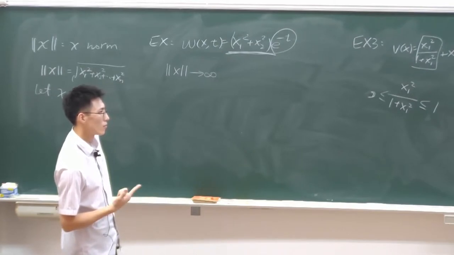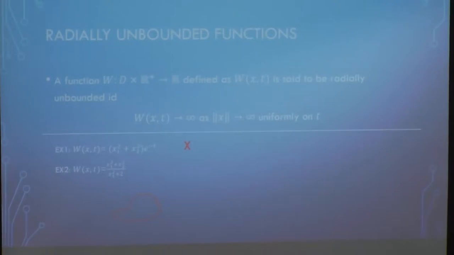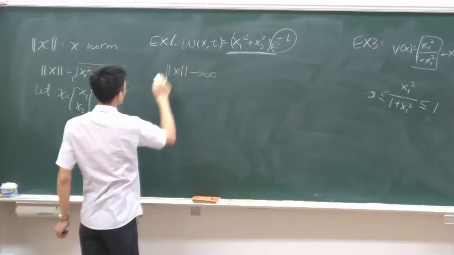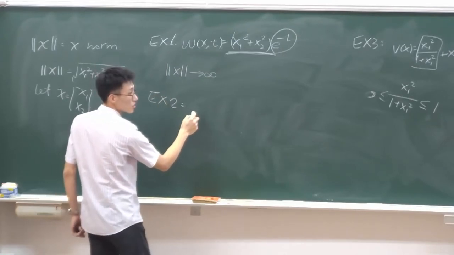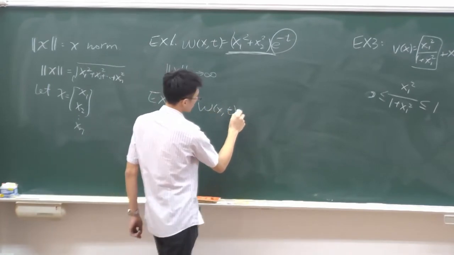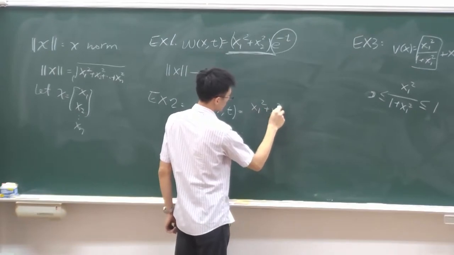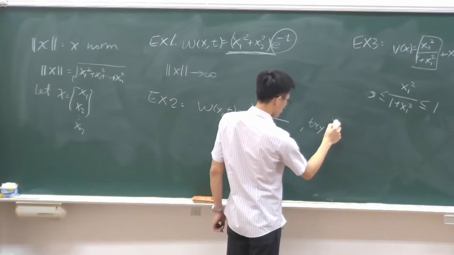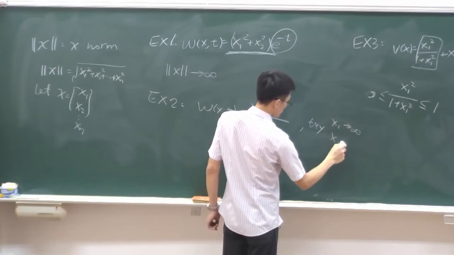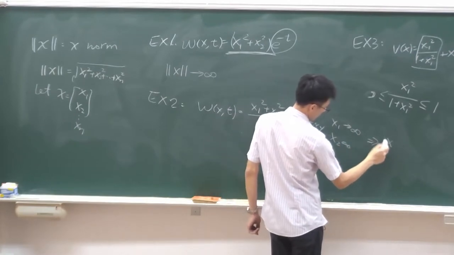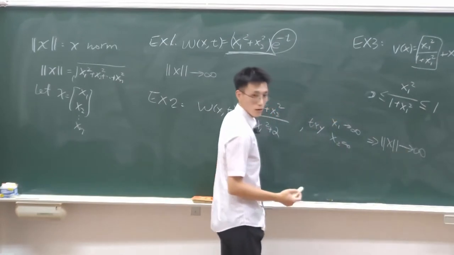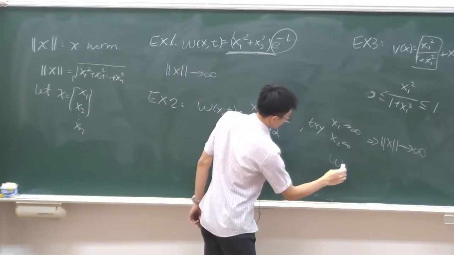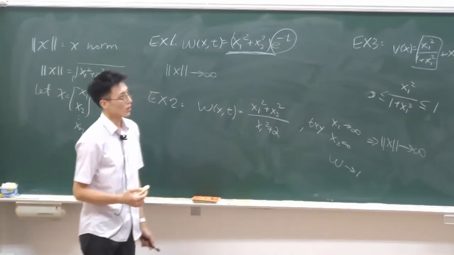And how about this one? This one doesn't explicitly depend on time, right? But is it radially unbounded? No, right? Why? You can try x1 going to infinity, x2 equal to 0, which gives you x norm going to infinity, right? But W goes to 1. Okay, so it's not radially unbounded.